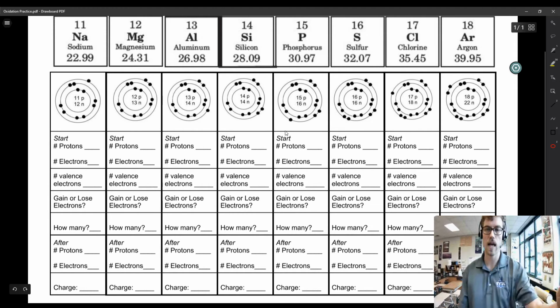Today we're going to be taking a look at how we determine oxidation numbers for different elements. If you haven't already taken the notes for this, make sure that you do so. Let's hop right into it.